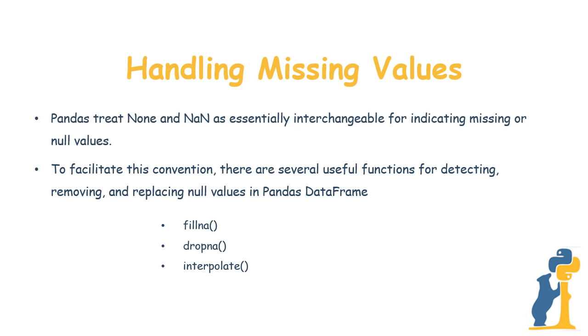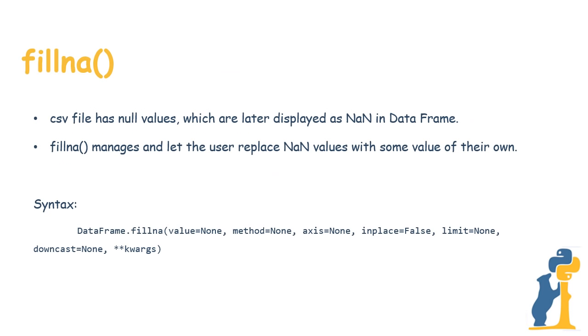fillna is used to fill the null values. dropna is used to drop the null values that occur in the columns or rows. Interpolate is also used to fill the missing values with the intermediate value of the previous and next record. The fillna method is used to fill the null values with a specified value. For that we have to use DataFrame.fillna.